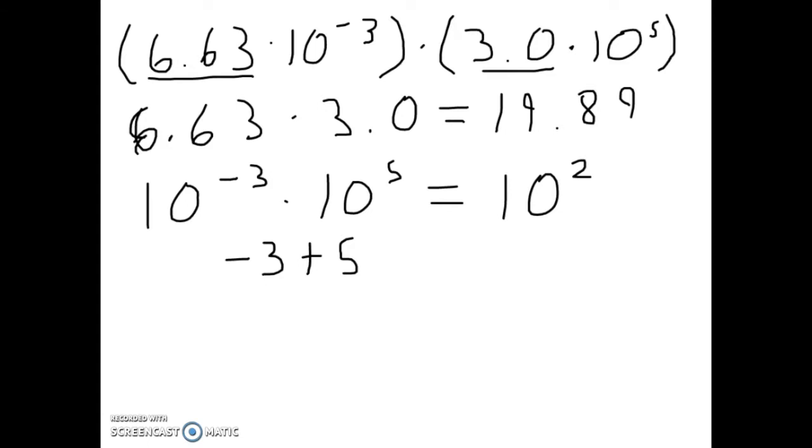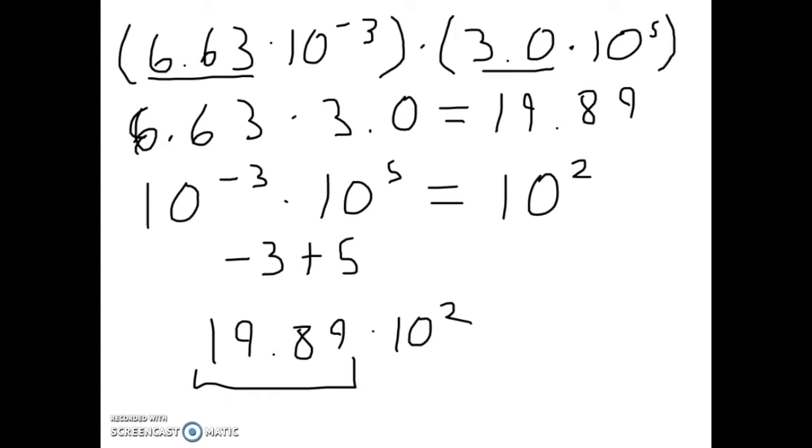However, if we just put those together and write it as 19.89 times 10 squared, we'll have two things wrong. The first problem is that this new coefficient is not below 10, which means that we can still divide by 10 to make the coefficient smaller. The second problem is that 19.89 has 4 significant figures, while 3.0 only has 2. So we need to round 19.89 to only have 2 significant figures.